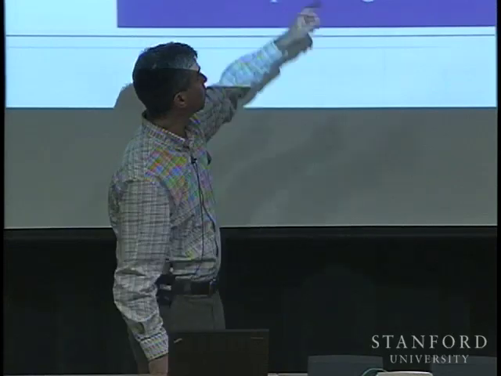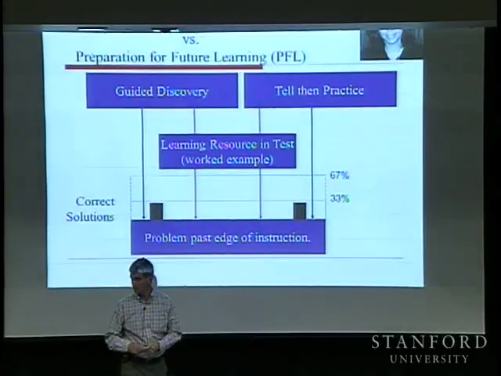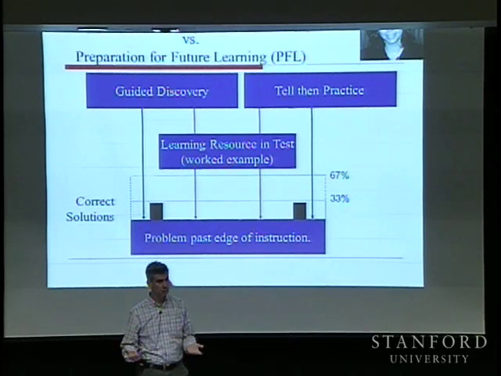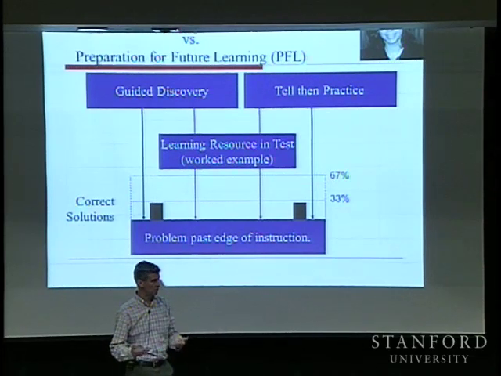And both groups did quite well at this. The performance was about 95%, so these are good kids. And the trick here is that the worked example in the middle of this test, which they didn't know they were supposed to be learning from, actually held the keys to how to solve this one down here. And so the question is, did they learn anything from it? Were they prepared to learn?